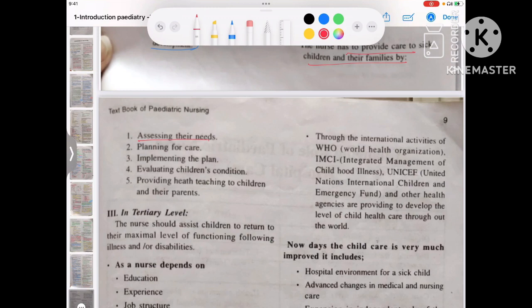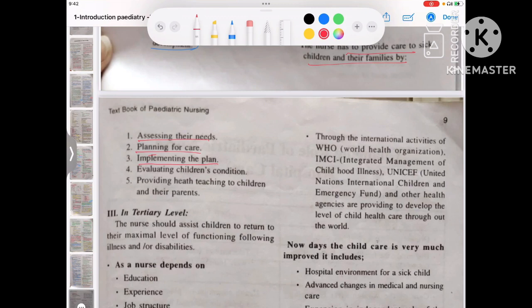Okay, we find out the diagnosis and we will plan. So what care can we give? Okay, if it is a fever patient, we will give a sponge bath and we will give the medicines. Same like that, as a nurse we plan for the care. And the third one, implementing the plan. What is implementing? Then we have to do the procedure. We have to give the medicine. So that is implementing.